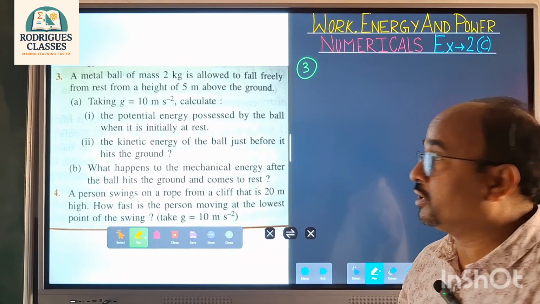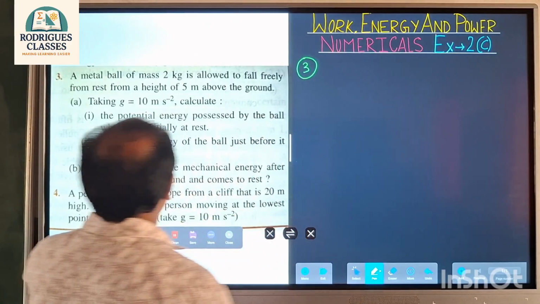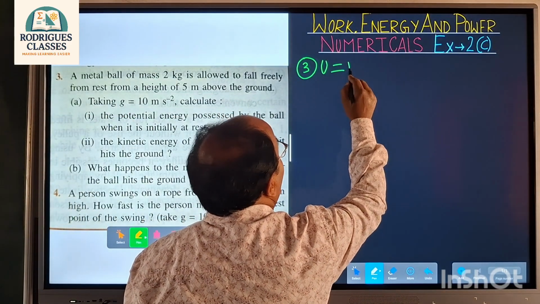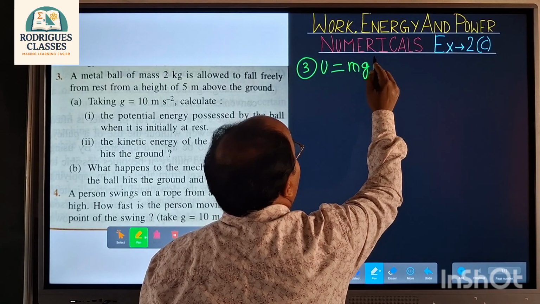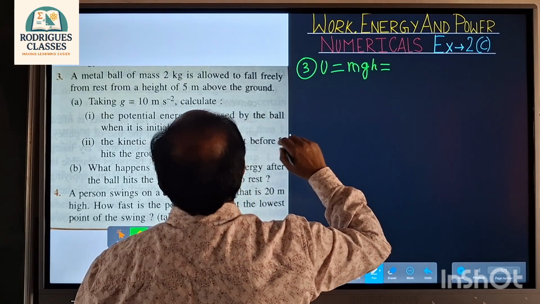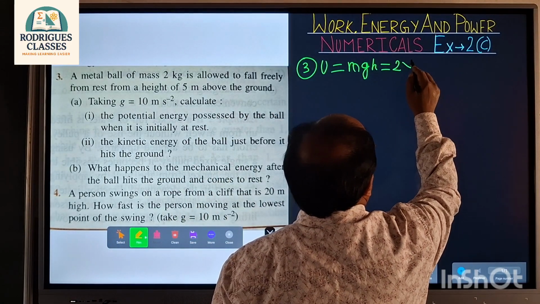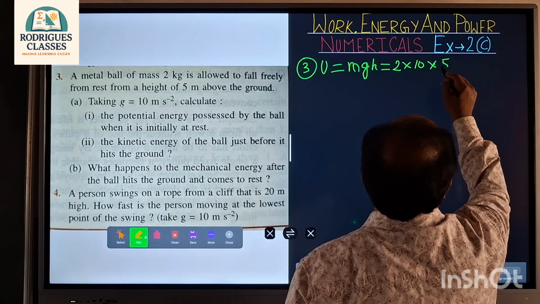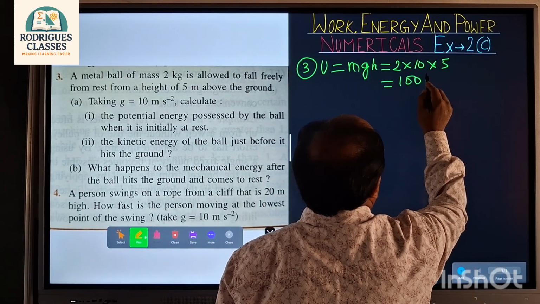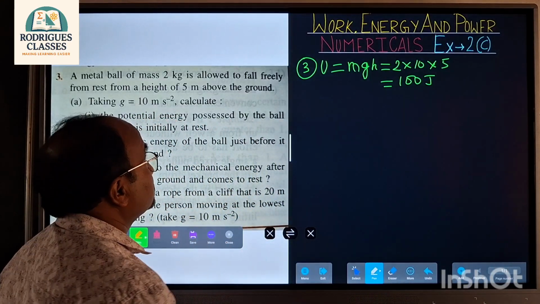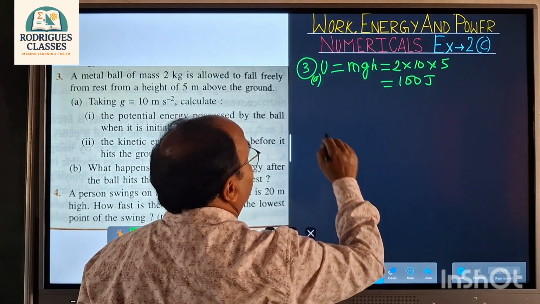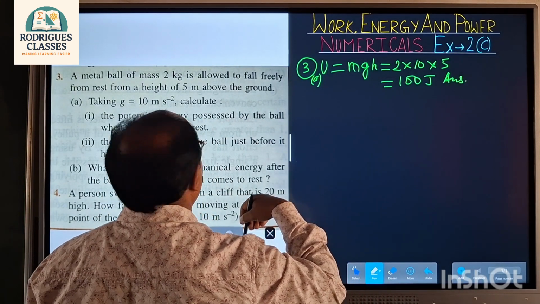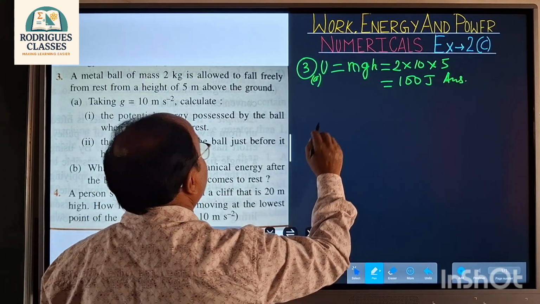Let us do the numerical part of it. First of all, we have to calculate the potential energy. So we write the formula U equals mgh. Mass is given to us as 2 kg, g is 10 and the height is 5. So that gives us 100 joule as the answer to part A. Now in the B part, in the A first part, this was there.